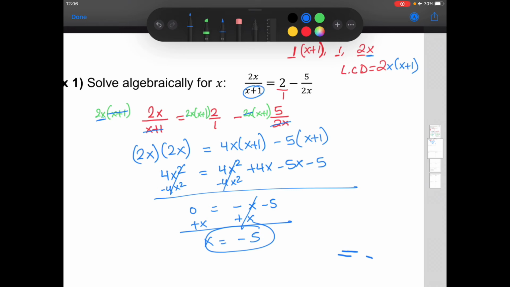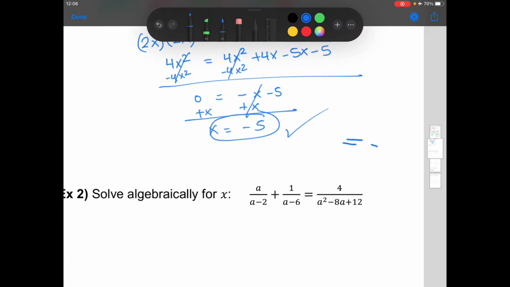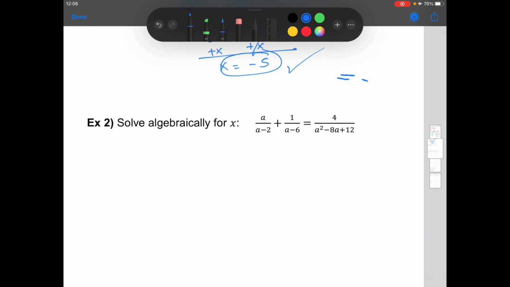If I substitute -5 in here, does it make my denominator 0? Nope. Here, no, it does not make my denominator 0. So we are good. So x equals -5 is a solution. Okay, this one is a little bit involved, but you try it. Pause the video and see if you can try it.